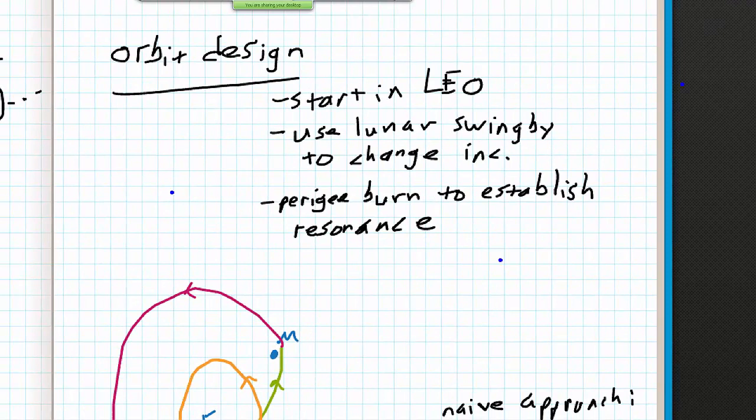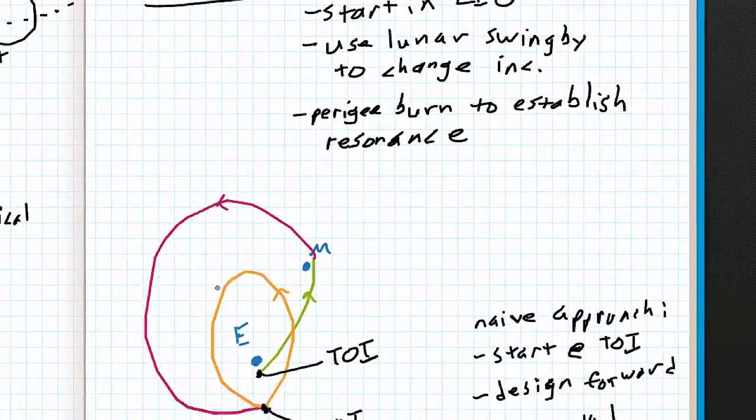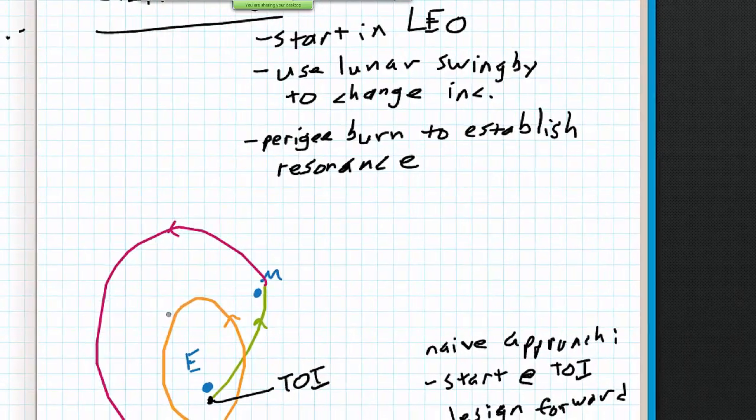So how is this orbit designed? Well, we start in LEO, low Earth orbit. That's this green trajectory. We start here at a perigee of like 200, 300 kilometers, typical low Earth parking orbit. We use a lunar swing by to change the inclination. So our final mission orbit, this orange, is inclined 10 degrees to the equator in this scenario. So if we're launching from Kennedy, 28 and a half, we need to get down to 10.